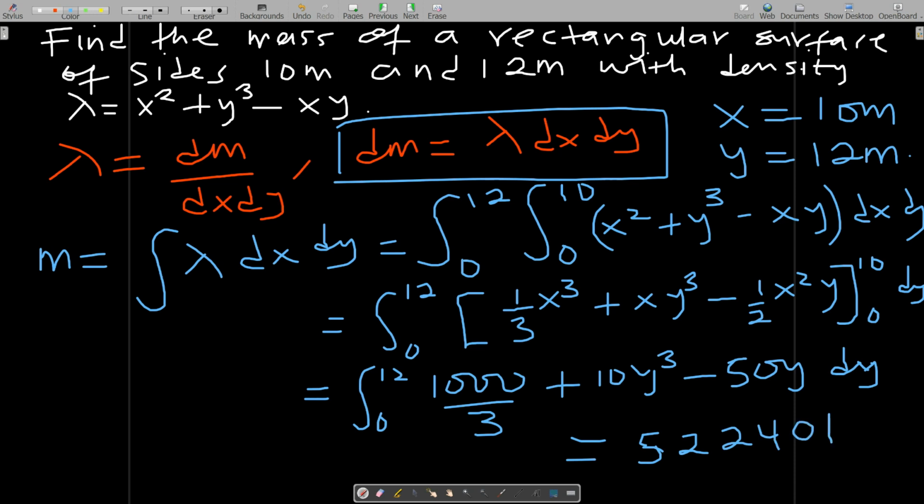So we'll get something like the mass will be equal to 52,240 kilograms. So this is very simple. If you went through the simplification of the integral step by step, you are supposed to get 52,240 kilograms. That is the mass that you get for this rectangular surface. All right, now let's move on to the next question.